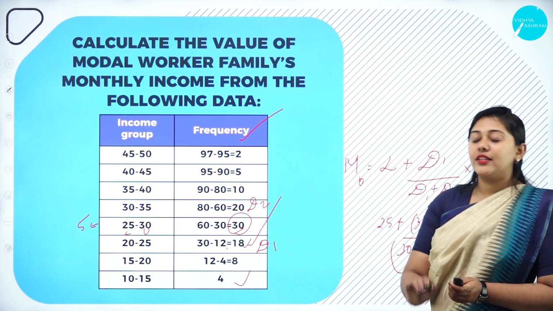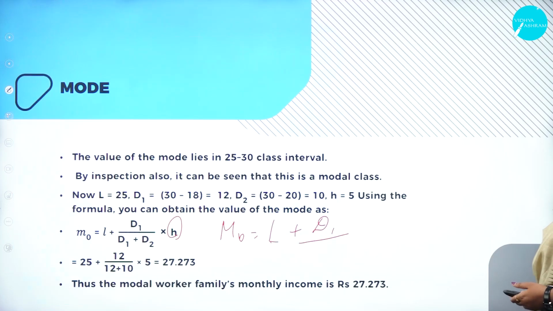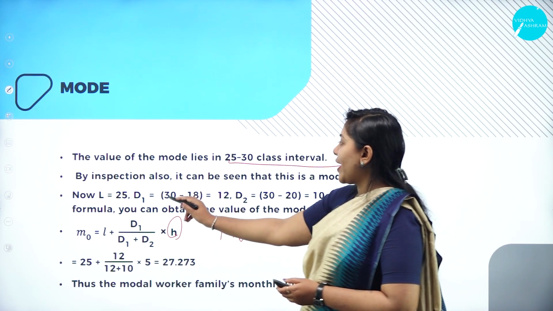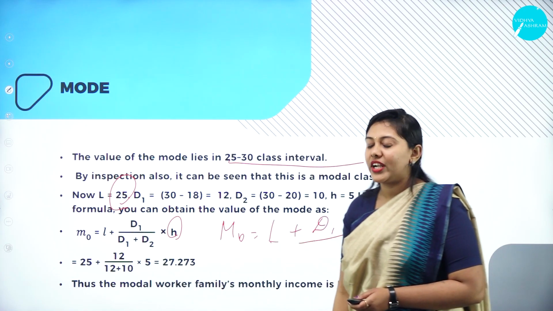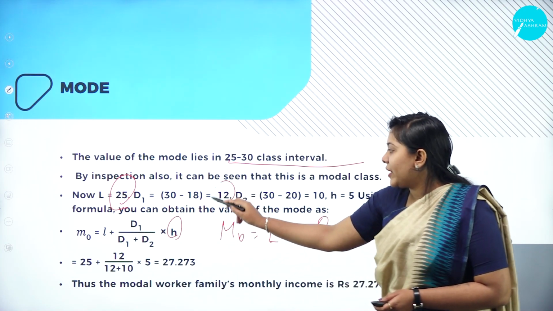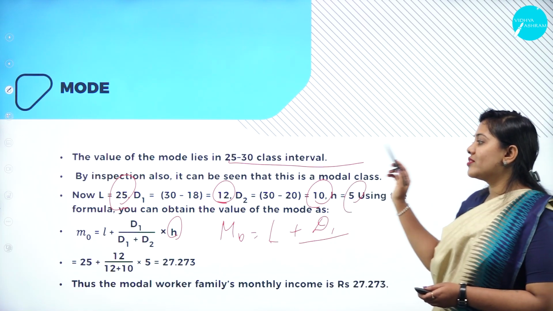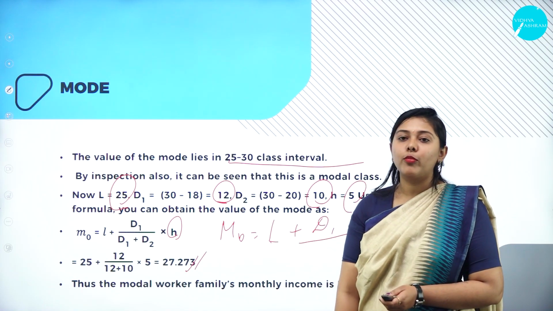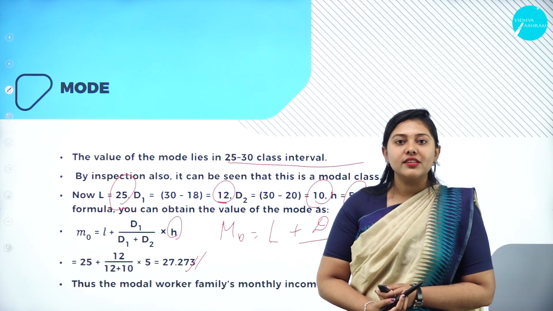So if you calculate this, first solve the bracket part and then multiply with 5 and add it with 25. So 25 to 30 will be the class interval. By inspection also it can be seen in that modal class. Lower limit, as I have told you, it is 25. So D1 will be 12, D2 will be 10 and your h will be 5. So using this formula, if you substitute, 27.273 is the answer that you get by solving this problem.